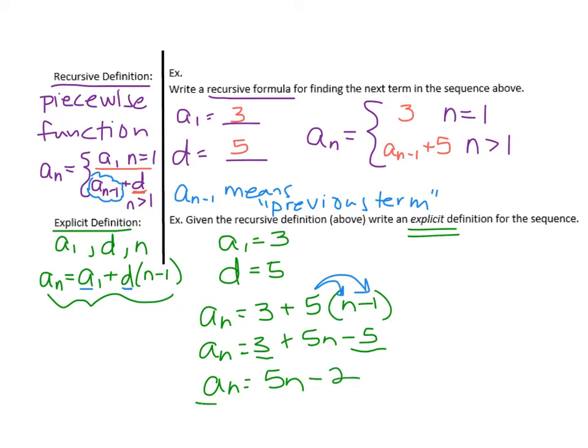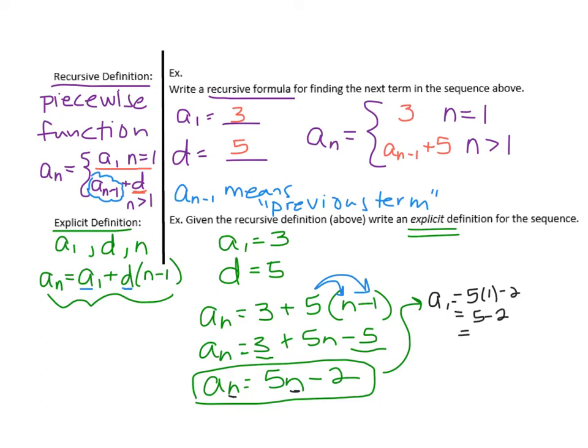This is known as the explicit definition. Let's put that to the test. I want you to figure out what we would call a sub 1. That means I'm going to plug in 1 on the left and 1 on the right and see if I get a match. If I plugged in 1 on the left, on the right I would have 5 times 1 minus 2. And that would be 5 minus 2, which is 3. And that was the first term.